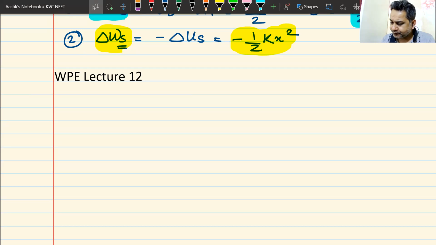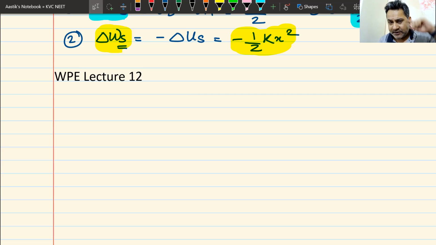Welcome to the class. In today's class, we'll be going ahead and doing some problems based on the concept of potential energy. In the previous class, as you know, we had discussed the concept of potential energy. Basically, two types of potential energies we have to deal with in this particular class, class 11: gravitational potential energy and elastic or spring potential energy.